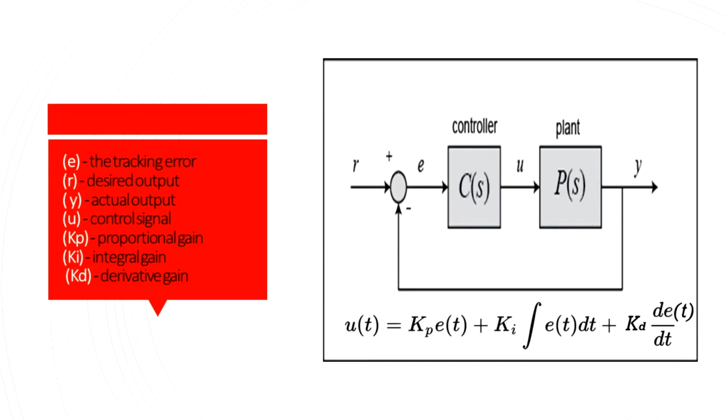Then the equation for a PID controller: the control signal is Kp times e of t plus Ki times the integral of e of t dt plus Kd times d by dt of e.